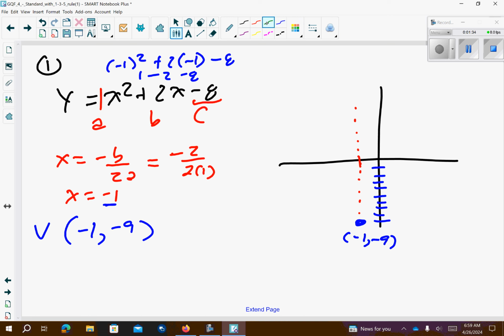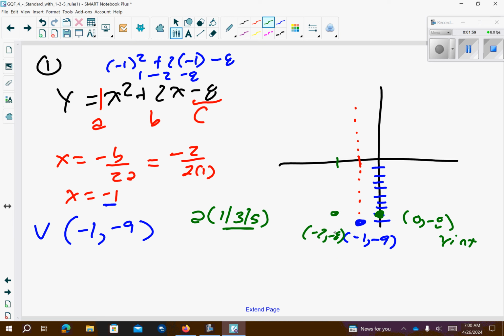And then we can easily pattern graph. Our pattern graph is A135. Our A value is 1, so we're just going to graph using the 135. So I'm going to go right 1, up 1. So that's at 0, negative 8, which happens to be the y-intercept in this case because the x value is 0. Now I'm going to go left 1, up 1. So that's going to take me to negative 2, negative 8.